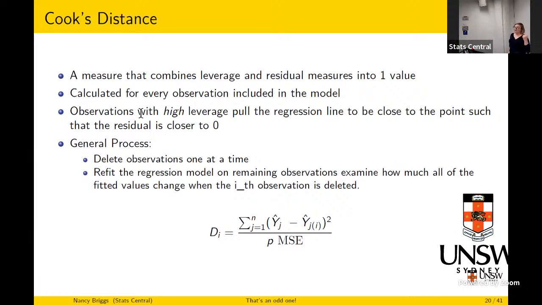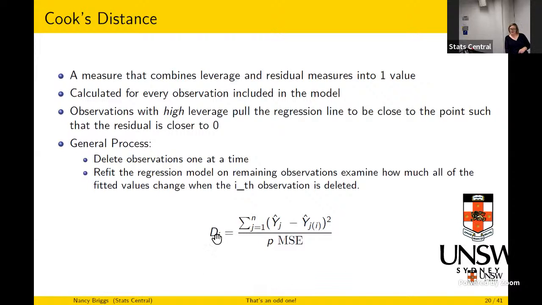The general process for DFBETAS and Cook's D is a leave-one-out strategy. You fit the full model, and in the background it also fits other models excluding each observation individually, and then calculates some value. Here we are looking at the difference in predicted values. The notation J with the brackets I means refit without the I observation, and then you scale it by the error, so it's all on the same scale rather than the scale of your predictor variables.